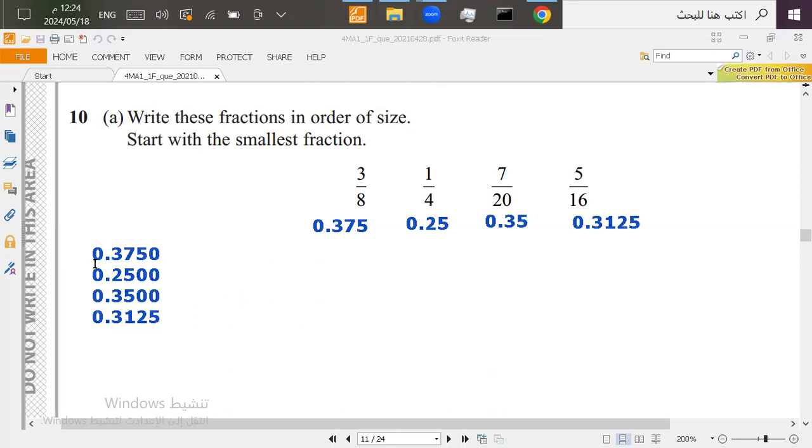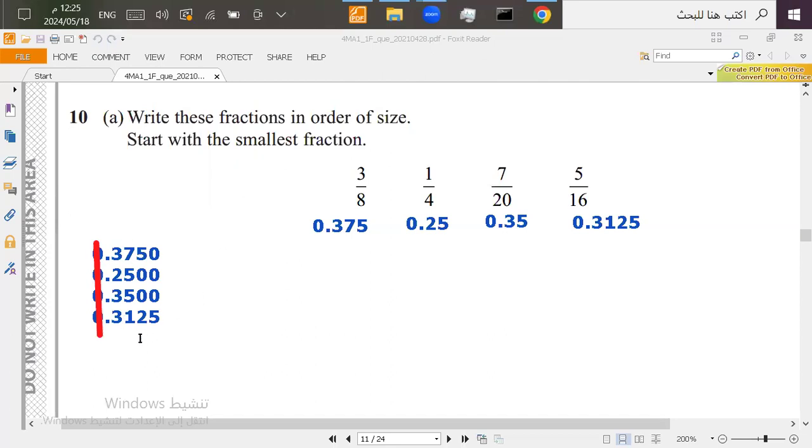The first number is 0, in all of them. So I don't have to look at these numbers. I will look at the numbers after the decimal point. Now I have them in thousands, as you can see. So this is 3,750, 2,500, 3,500, 3,125. Now I can put them in order of size from the smallest.